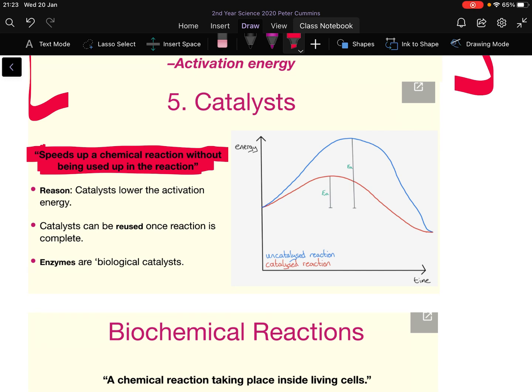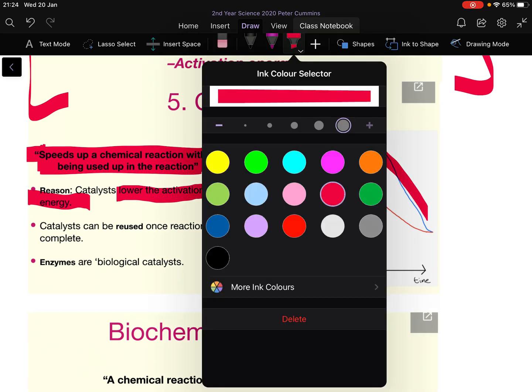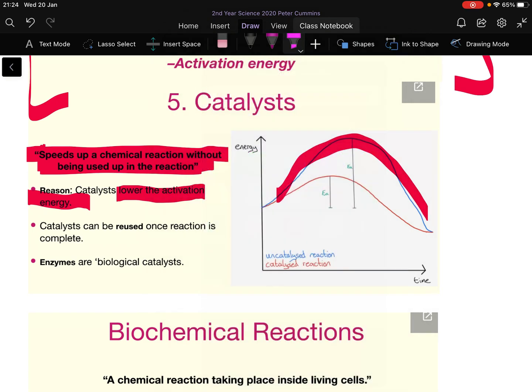So the reason we like them is catalysts lower the activation energy. Here's what it would normally look like. Now you chuck in a catalyst. A catalyst lowers the activation energy down. So if you have a look at the activation energy with the catalyst, the activation energy without the catalyst. And the great thing about catalysts is that they can be reused. You can take them out and use them again.